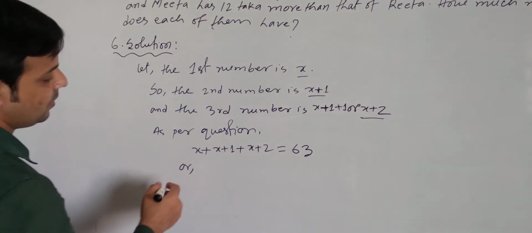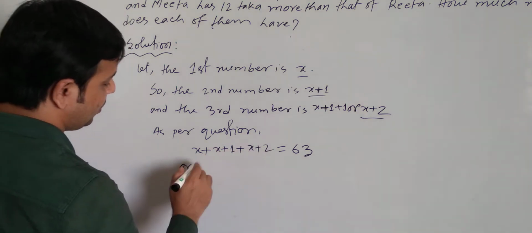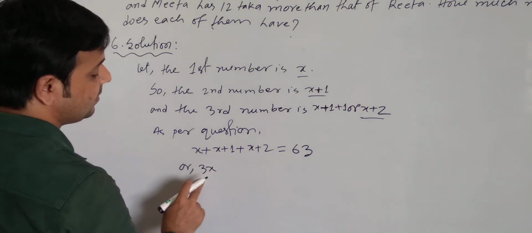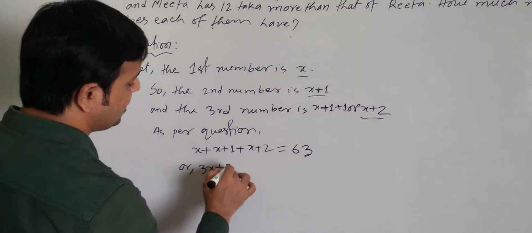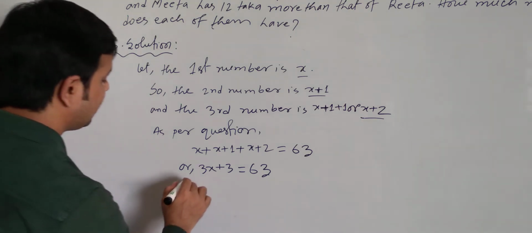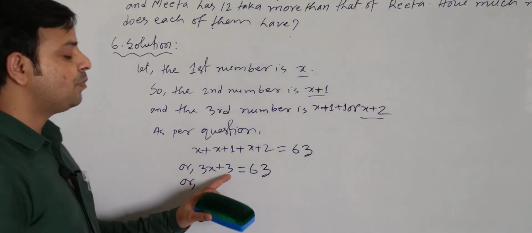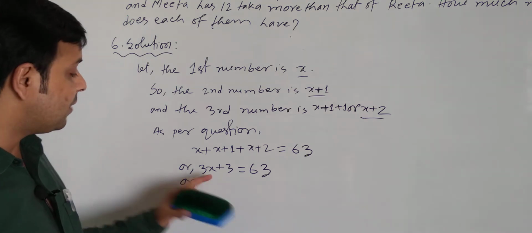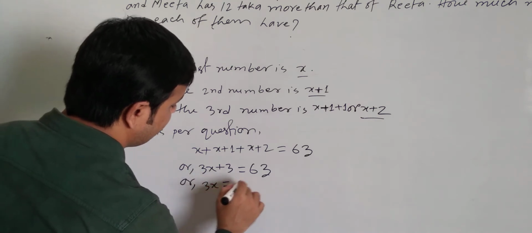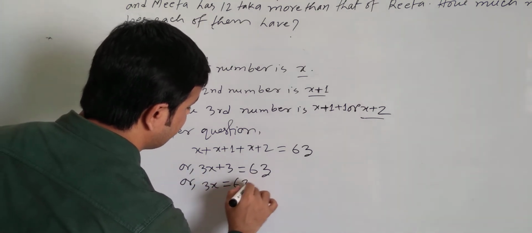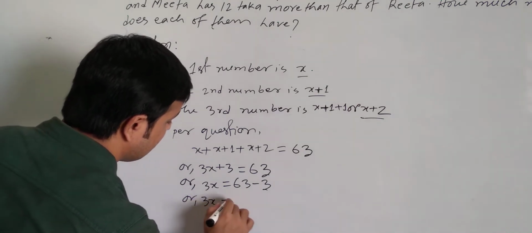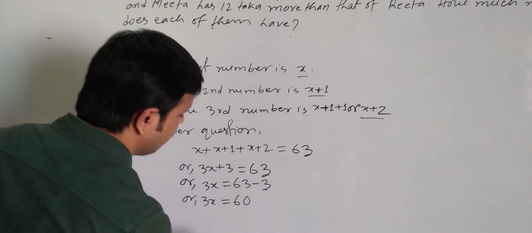Okay, let us solve the equation. Here x and x, so we can write 3x here. The sum of these is 3x, since x and x and x is 3x, and 1 and 2 is 3. So we can say 3x plus 3 equals 63. As we need to find the value of x, we have to make x free. To do this, we can subtract 3 from both sides. So 3x equals, if we subtract 3, 60.